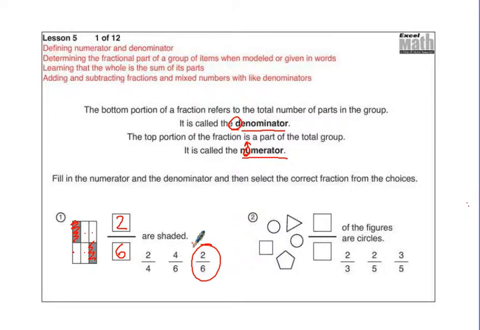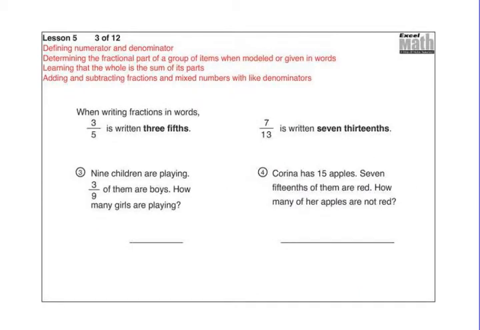All right, this says the fraction that are circles. So we can see that there are 1, 2, 3, 4, 5 total parts with 2 being circles. So the answer is 2/5. When writing fractions in words, 3/5 is written three fifths. Three fifths, three fifths, same thing here. 7/13 is seven thirteenths. Notice the TH in there.